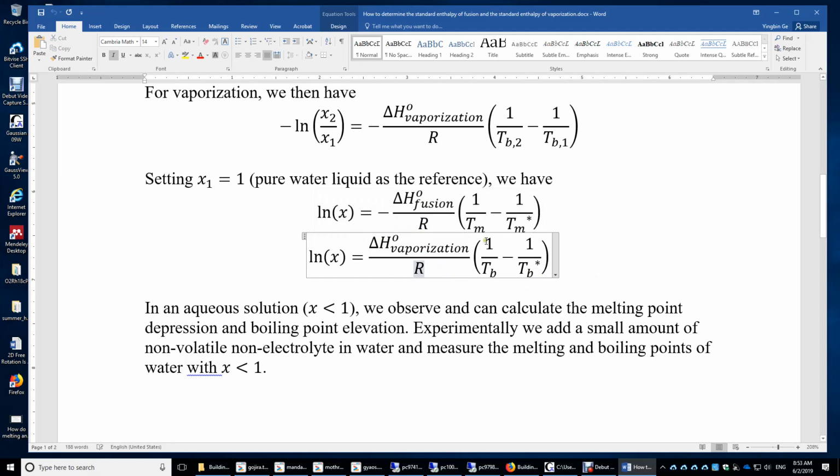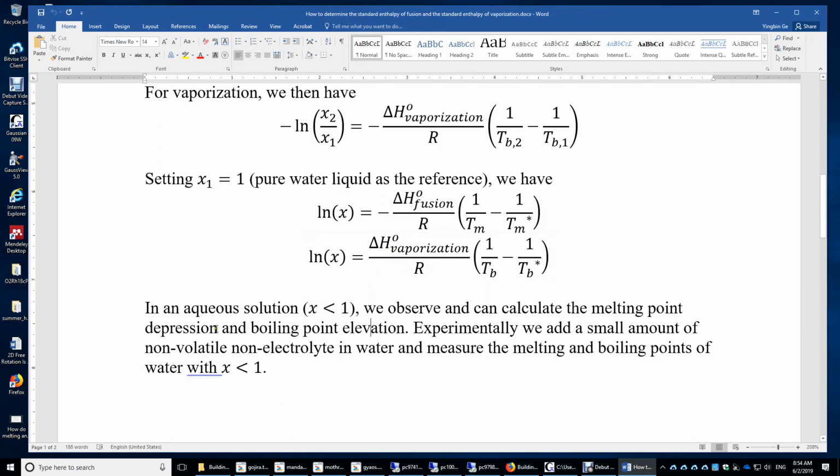If we have multiple data points, we can plot the natural logarithm of the mole fraction of water versus the reciprocal of the melting point of water in an aqueous solution. The slope multiplied by negative R will give us the standard enthalpy of fusion. Same here, if we plot the natural logarithm of the mole fraction of water versus the reciprocal of the boiling point of water in such a solution, we will be able to obtain a slope. The slope multiplied by R, in this case there's no negative sign, we will get the standard enthalpy of vaporization.